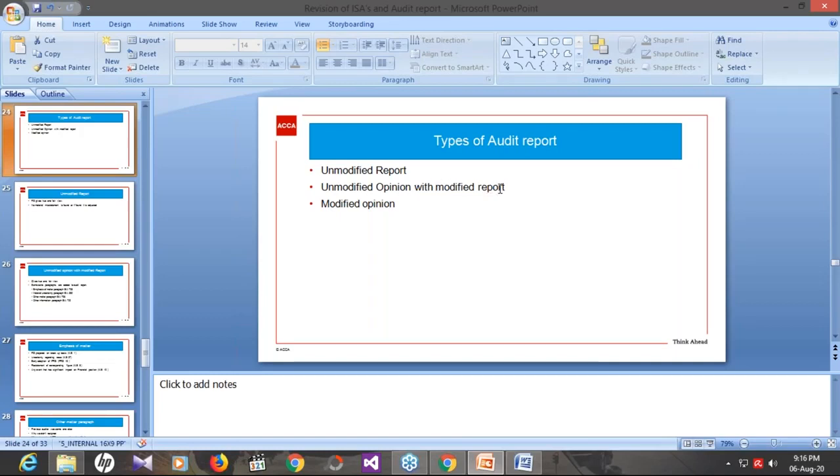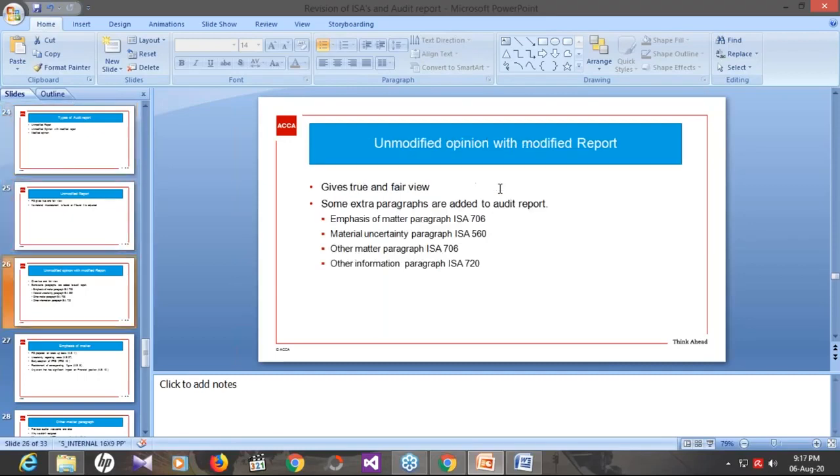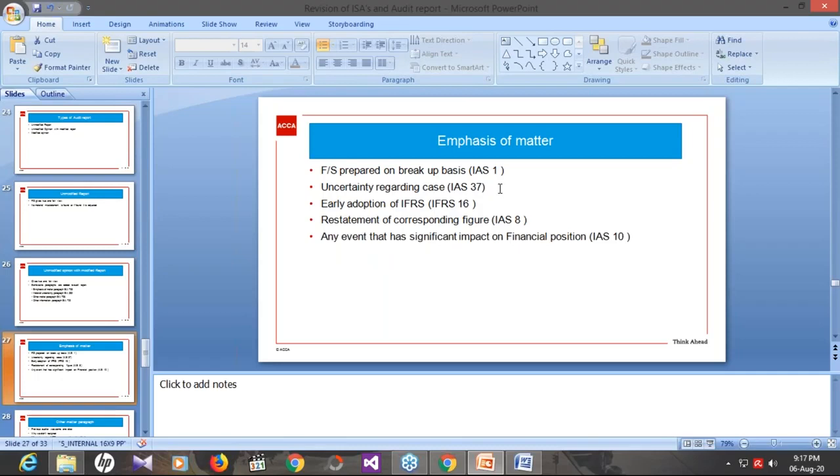So we need to consider whether there is any requirement of ISA 706, or whether there is any paragraph that should be included. Yes, if we go into emphasis of matter paragraph, we can see that if financial statements are prepared on a break-up basis, we can include it in the emphasis of matter paragraph. If there is an uncertainty regarding a case, this is IAS 37, so we can include this item in the emphasis of matter paragraph.